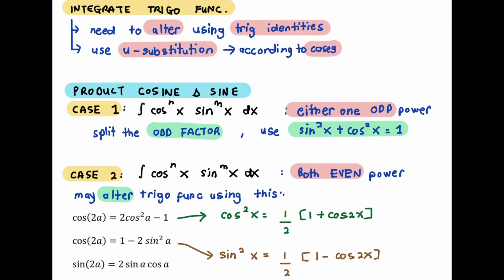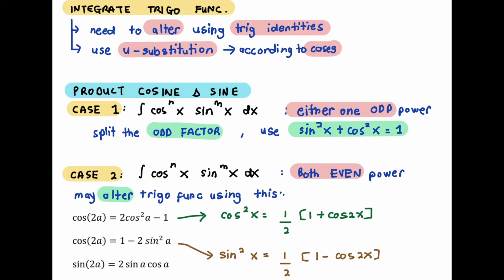So please take note that this chapter is a bit tricky. So let's go through the cases one by one so that you are clear on what you should do. So basically what we need to do is we need to alter first the equation using trigonometric identities, and after that we need to use substitution according to the cases. So even though this is a bit tricky, don't worry, we will go through all the cases one by one. So altogether we have 5 cases, and we will go through one by one according to each case.